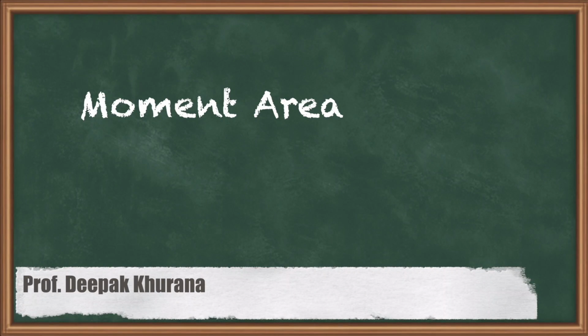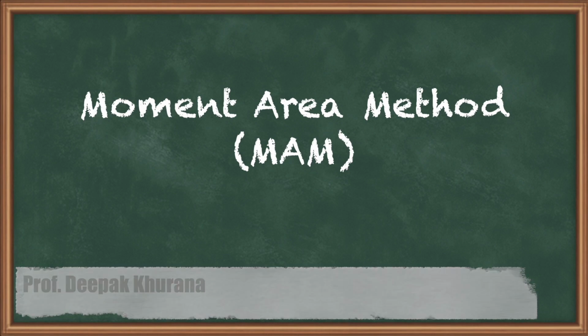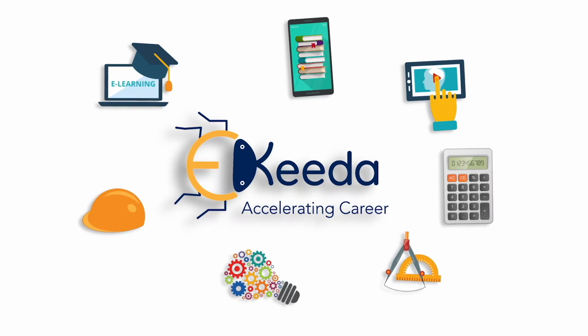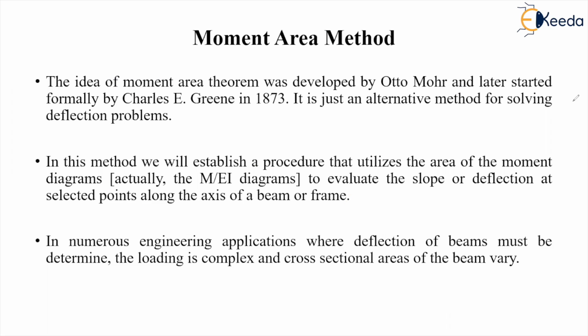Hello students. In this session we are going to study the moment area method. The moment area method is used to find the slope and deflection of beams. This method was given by Otto Mohr, and it was an important contribution of Mohr to finding slope and deflection. Later on it was further developed by Charles Green, but initially it was stated by Mohr.